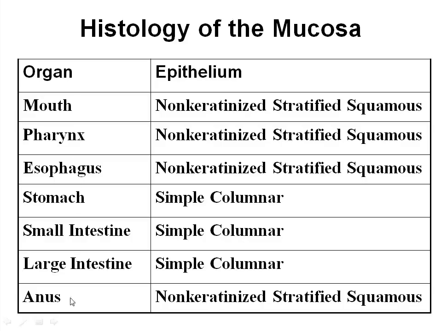The organ is given on one side, and the type of epithelium, how it goes on changing from one organ to another. In the esophagus, you will find that it is a stratified squamous epithelium. In the stomach, it is simple columnar. In the small intestine, also simple columnar. In the large intestine, also simple columnar. Only in the anus portion, it is stratified squamous epithelium, same as the esophagus.